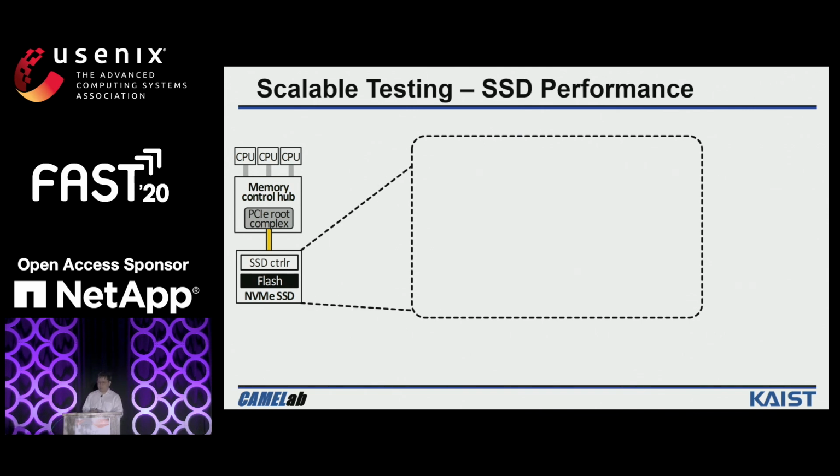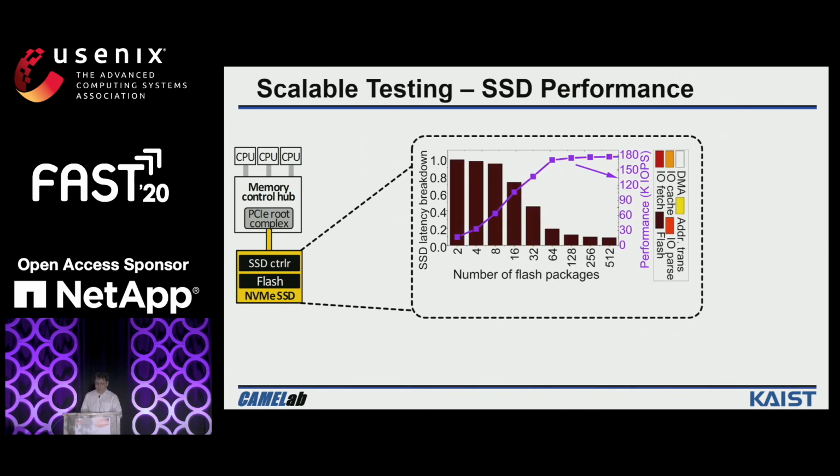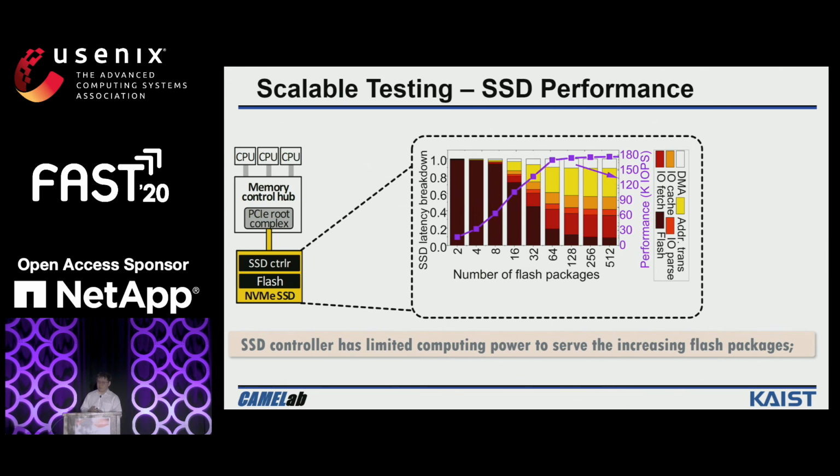We also measure the throughput of the whole NVMe SSD device. As you can see from the figure, the overall performance will get saturated at only around 180 kilo IOPS. To figure out the root cause of the performance degradation, we analyze the SSD latency breakdown. As you can see from the figure, the flash latency only accounts for 15% of SSD latency when we increase the number of packages to 256.